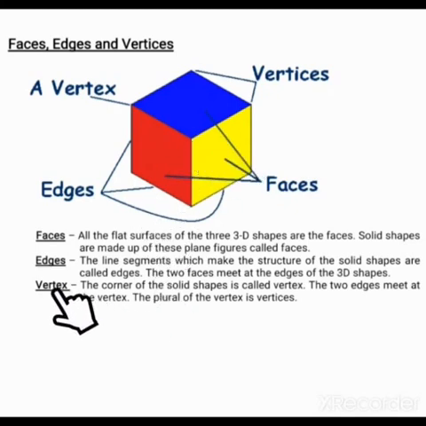Now next one is vertex. The corner of the solid shape is called a vertex. Two edges meet at the vertex. It means the yellow, red and blue are corners. It's called a vertex. Same as this one is a vertex. This one is also a vertex. This one is also a vertex. And the plural form of vertex is vertices.